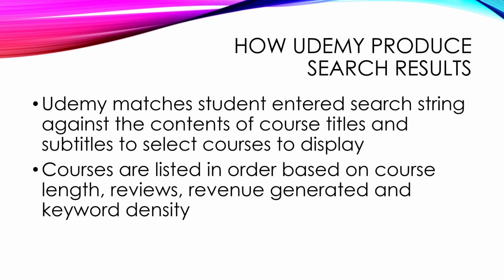Now, courses are listed in order based on factors like course length, the number and quality of reviews, the amount of revenue that the course has generated. Remember, Udemy has access to that data. And the keyword density, or of all the words in the title and subtitle, how many of them are keywords.